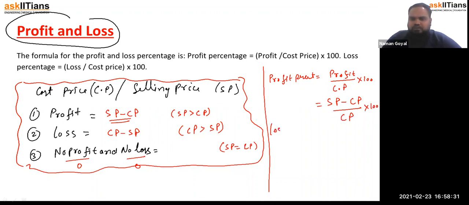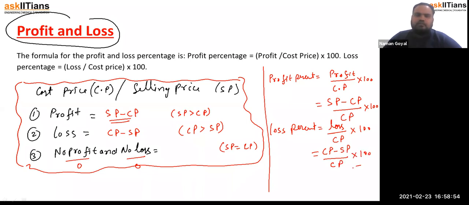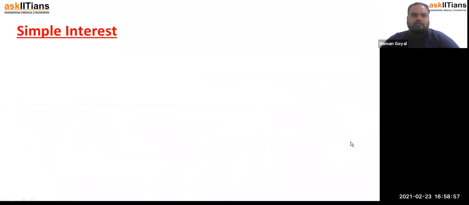Similarly, if the question is asking for loss percent, it is loss upon CP. All the things are going to be found with respect to cost price. So loss is CP minus SP upon CP into 100. Are you getting my point? So this is the concept behind profit and loss percent.